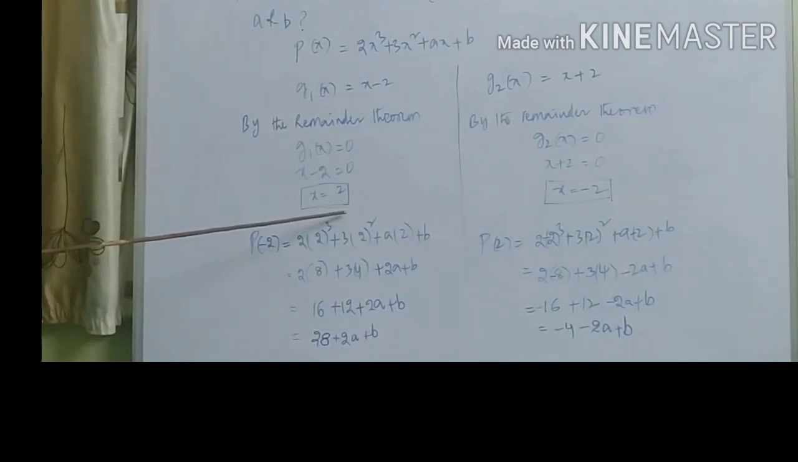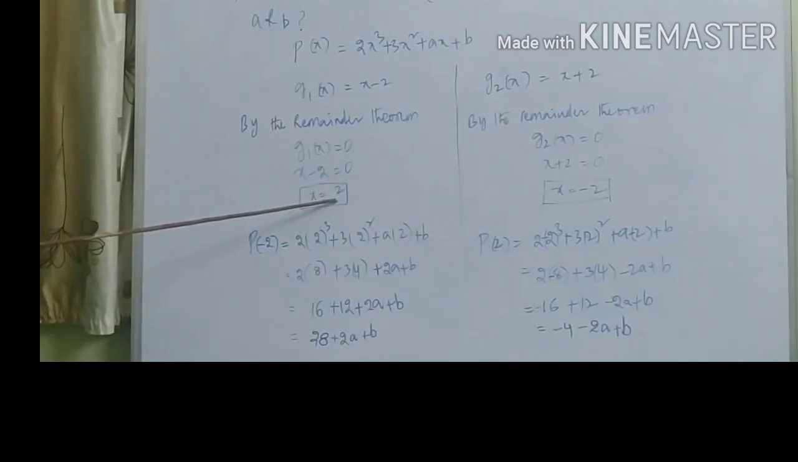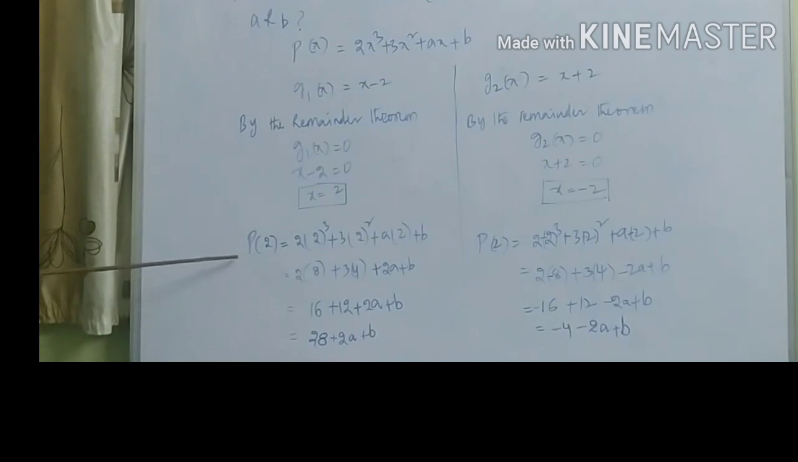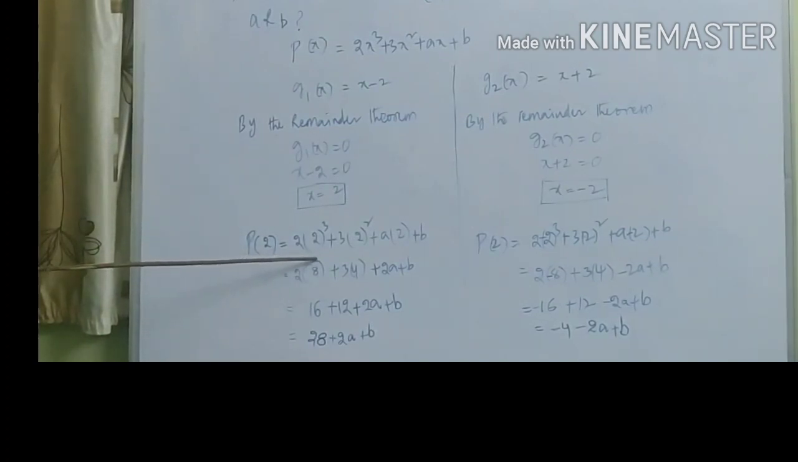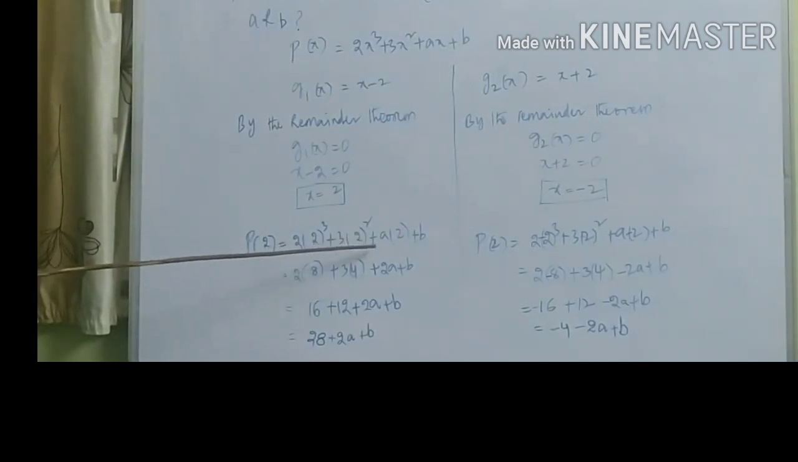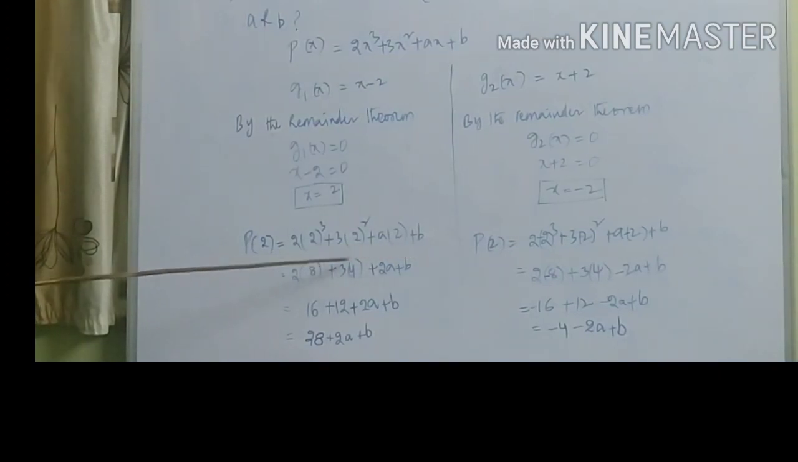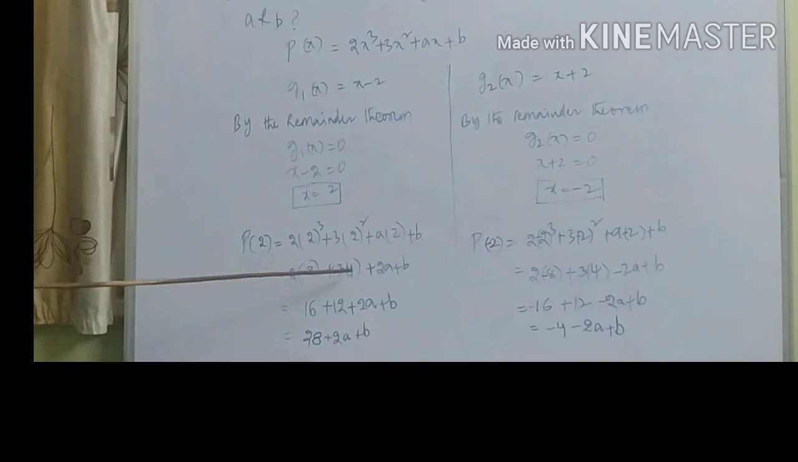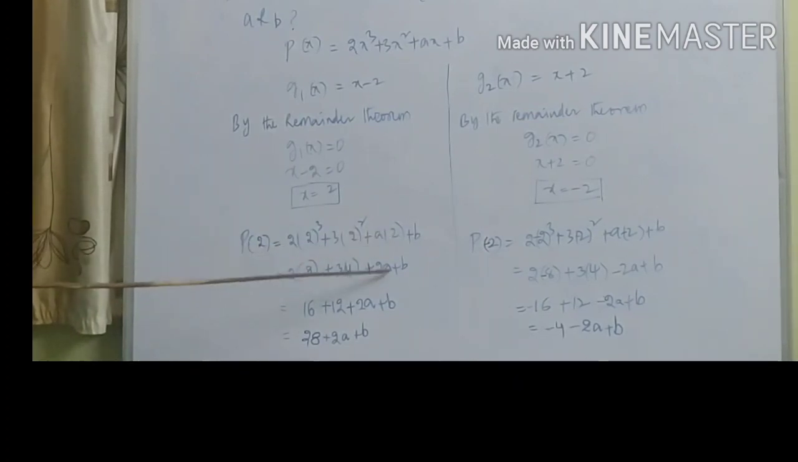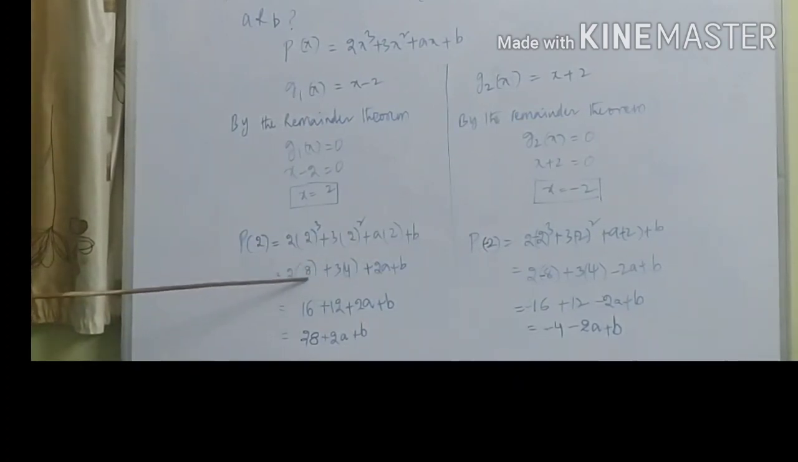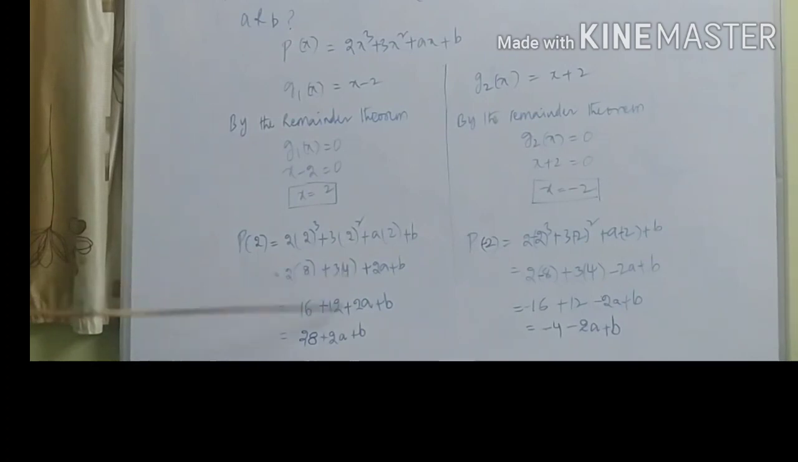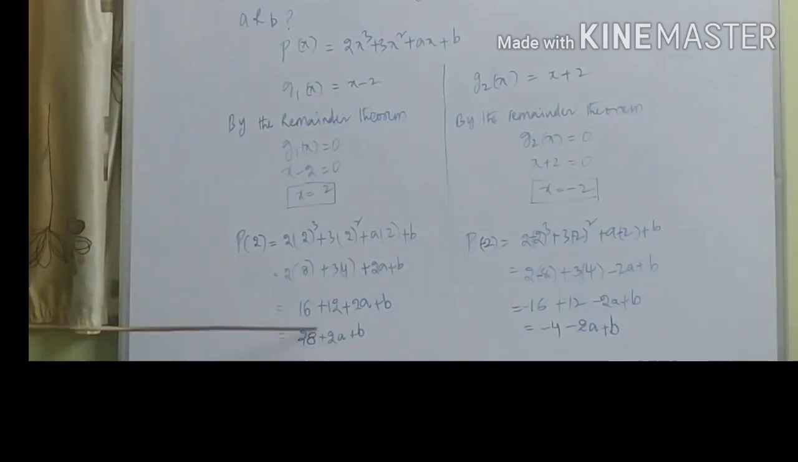x equals 2. Substitute this x value in p of x. That is p of 2 equals 2 into 2 cube plus 3 into 2 square plus a into 2 plus b. That equals 2 into 8 plus 3 into 4 plus 2a plus b. 2 into 8 is 16, 3 4s are 12, plus 2a plus b.